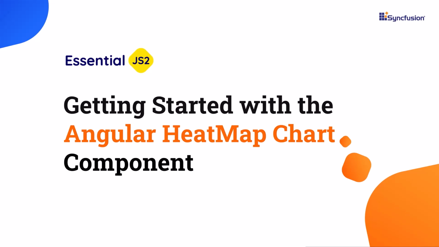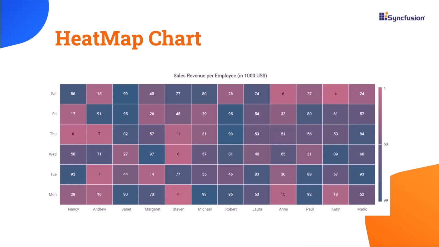Welcome to this Angular HeatMap Chart tutorial. With this Syncfusion Angular HeatMap Chart component, you can turn two-dimensional data into easy-to-understand color patterns based on solid or gradient color options. Data points are rendered as heat map cells through scalable vector graphics or Canvas UI.